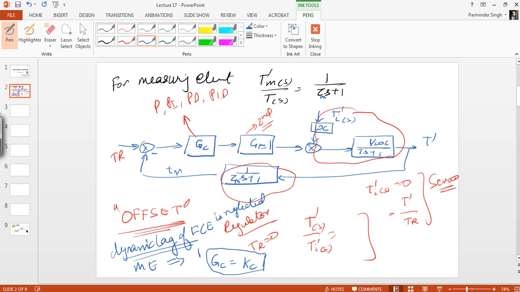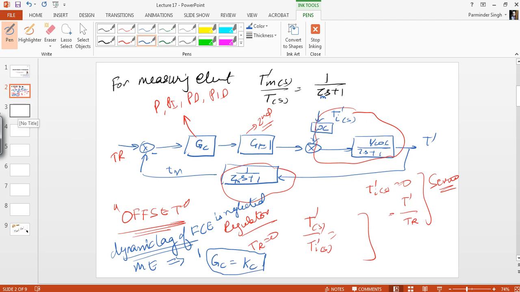Clear? Now in the second case, what we're going to consider is the case of the proportional integral controller, and we're going to find out the offset for the servo problem. Further, you can find out the offset for the regulatory problem on your own. Over here I'll solve the case for the servo problem.